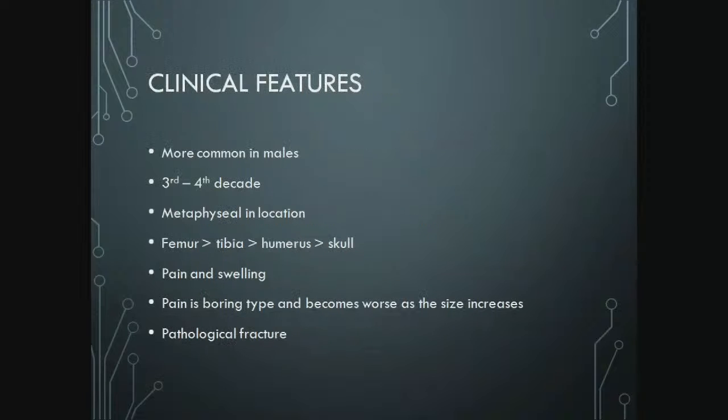Osteosarcoma is more common in males. It is commonly seen in the 3rd to 4th decade of life. It is usually metaphyseal in location. The lower end of the femur is the most common, followed by the tibia, the humerus, and it also occurs in the skull bone. The tumor usually presents as pain and swelling in the bone. The pain is boring or dull aching type. It becomes worse as the size of the tumor increases. As the tumor size increases, the risk of pathological fracture also increases.